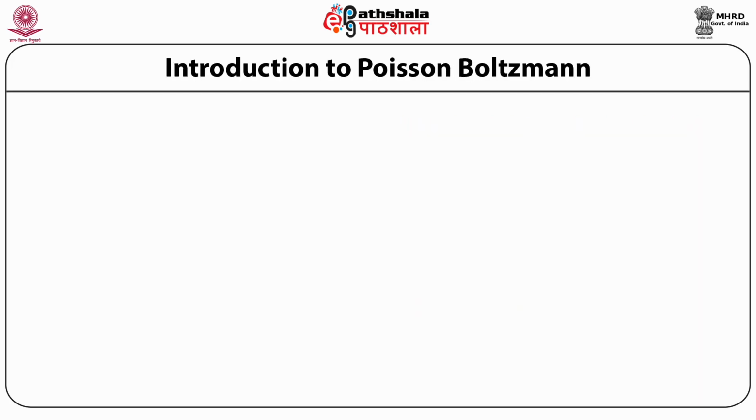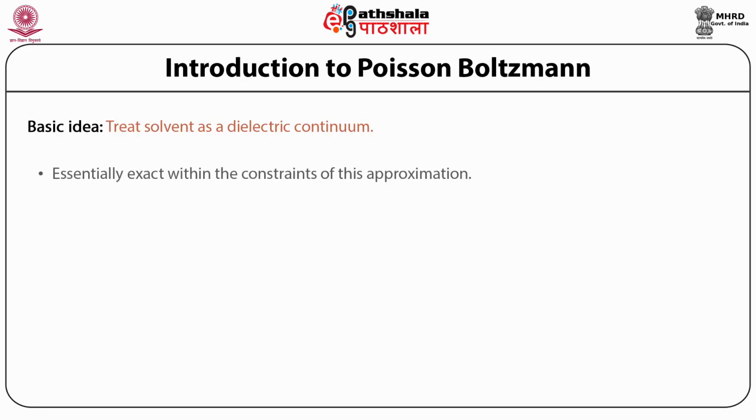Next calculations are approximations by the Poisson-Boltzmann equation. The idea missing in generalized Born was that all the proteins are spherical, or you treat a part of the protein as spherical. Poisson-Boltzmann does not necessarily include that. It treats the solvent as a continuum dielectric constant. Essentially it is more exact within the constant.